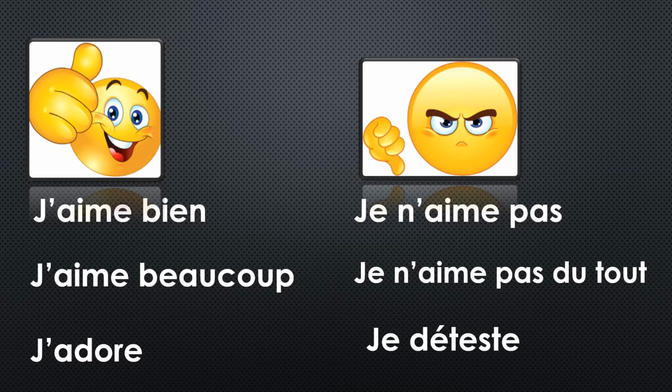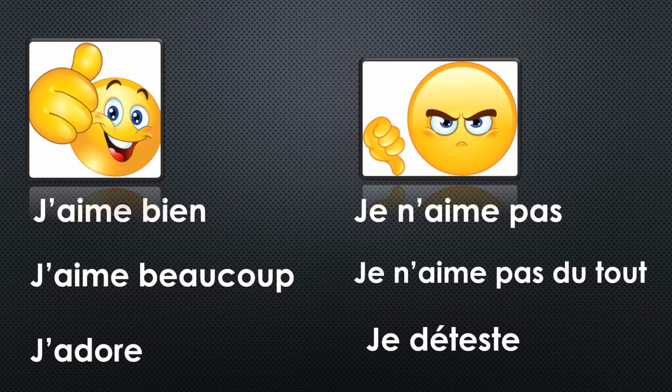When we like something in general, we say j'aime bien. J'aime bien. When we like something a lot, we say j'aime beaucoup. J'aime beaucoup. And when we love something, we like something with passion, we say j'adore. J'adore.